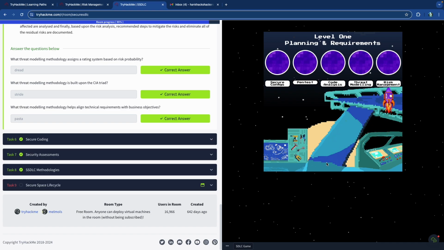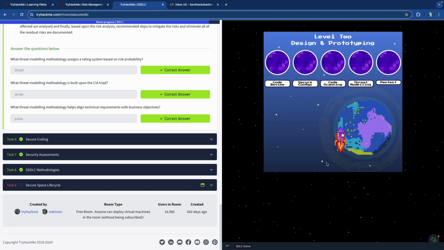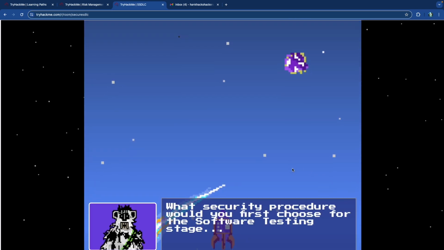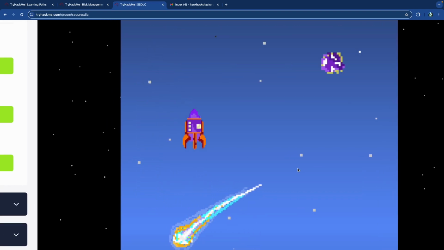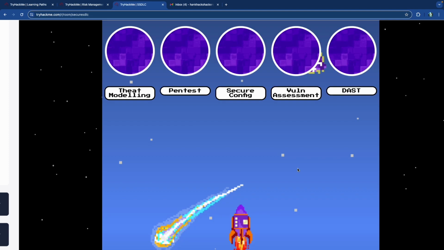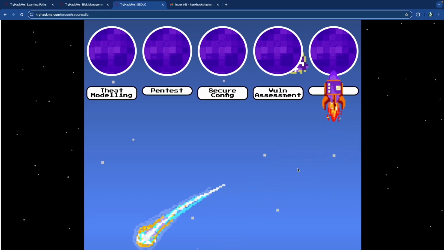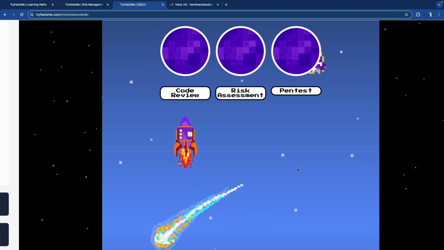First one, planning and requirement, you do risk assessment or risk management. And then what would you do during design and prototyping? You would do threat modeling during design and prototyping. And then what would you do software testing? The first step of software testing is going to be SAST. Okay. And then the second part of software testing, so SAST was static, which is the first part. The second one is DAST, which is dynamic. And then the third part of the software testing is going to be the code review itself.